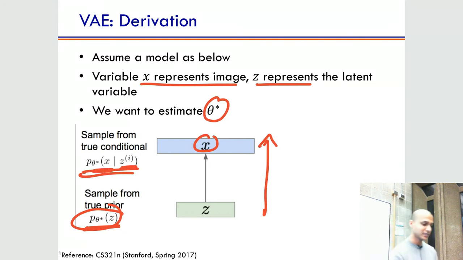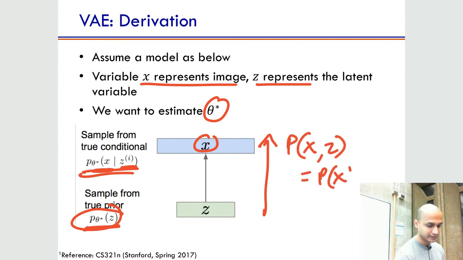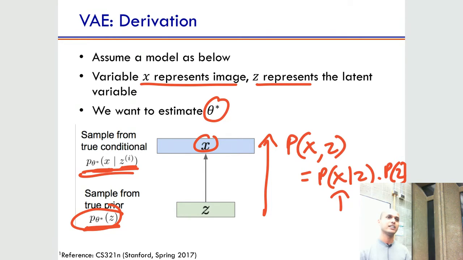That's kind of obvious because the joint distribution is just a product of the marginal times the conditional, right? Basically, p of x,z is nothing but p of x given z times p of z. So I'm just saying, get a sample here, get a sample here. That would be a sample pair for the joint distribution. But ideally, we want to estimate theta star, whatever are the parameters for this joint distribution. That's why I wrote theta star here, theta star here.